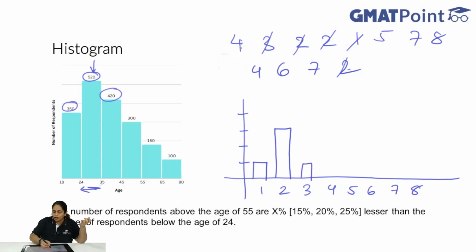How many times does 4 occur? It occurs twice. So I have to draw a bar of height 2. How many times does 5 occur? It occurs only once. So I have to draw a bar like this. How many times does 6 come? It occurs only once. So again a bar like this.